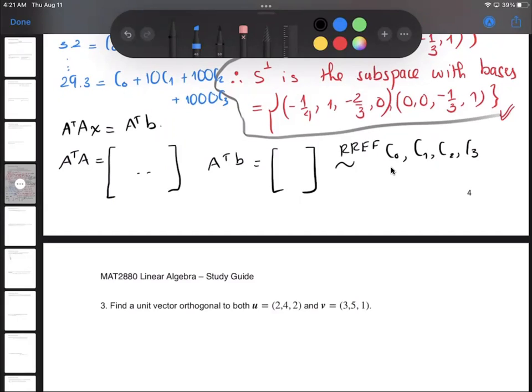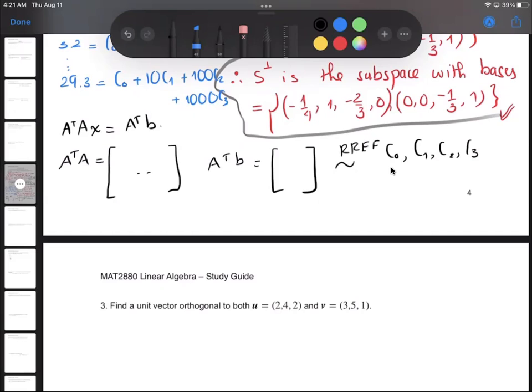All right, number 3: find a unit vector orthogonal to both u and v. A unit vector is the vector divided by its length, right? So first we need to find the cross product of u and v. So u cross v will be i, j, k, and then the two vectors, 2, 4, 2 and 3, 5, 1.